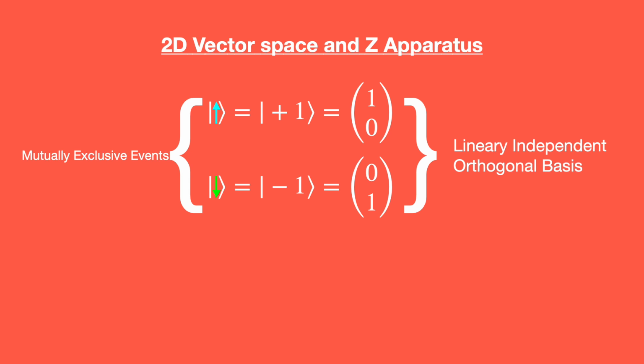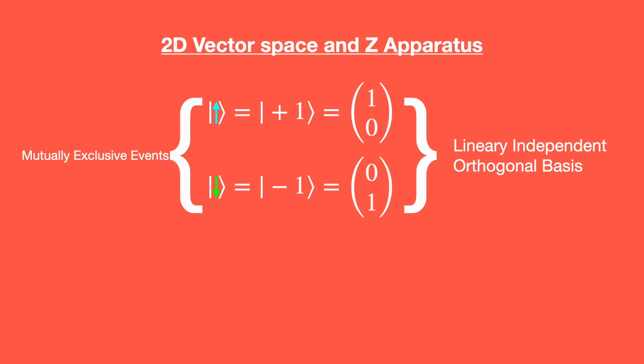For instance, one way we can represent the up arrow and the down arrow as basis for the two-dimensional vector space is to use a 2x1 column vector. On this slide, I've represented the up arrow as a column vector which has the first entry as 1 and the second entry as 0. Likewise, the down arrow as a column vector with first entry 0 and the second entry 1.